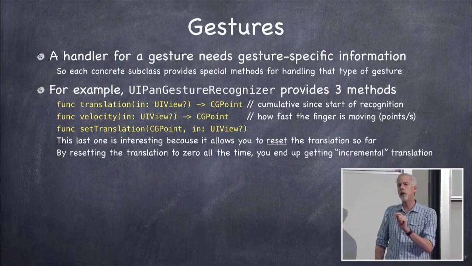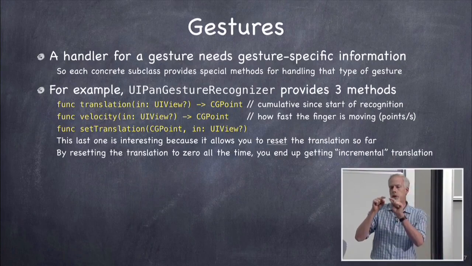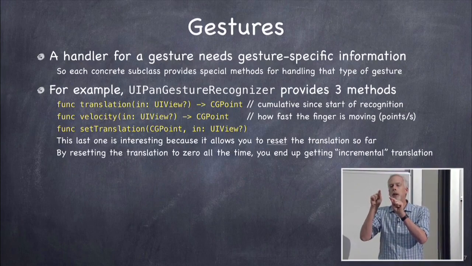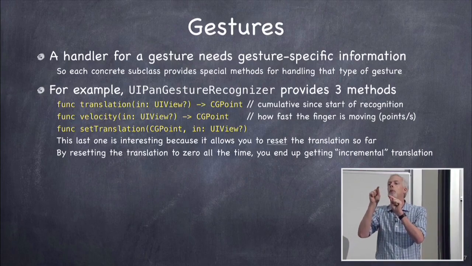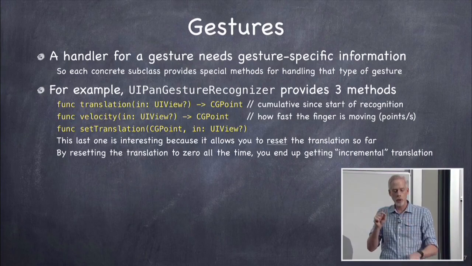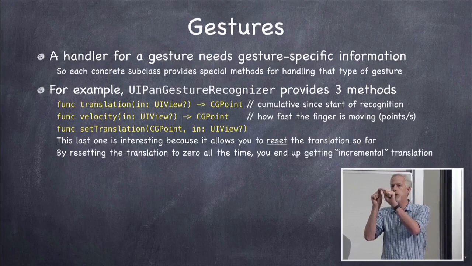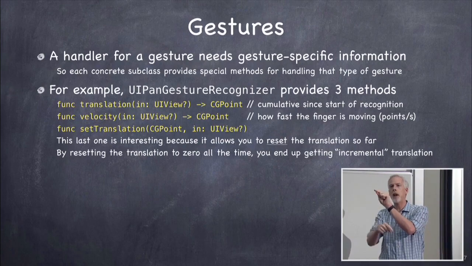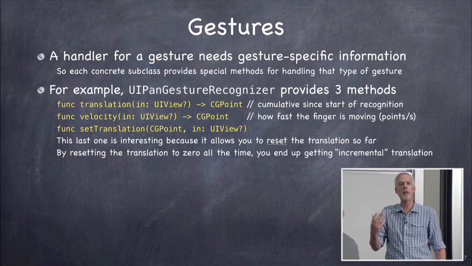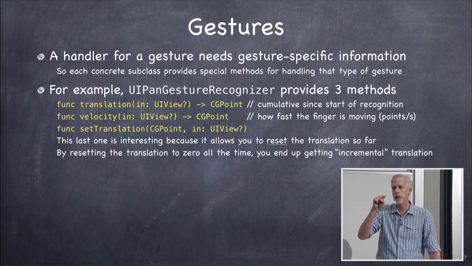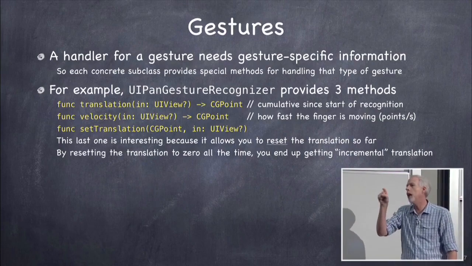Now, this last one is kind of cool because if you just know the start point and where it's moved to, you're not really getting the incremental move with each time you update. So you can actually set that translation to 0, and then instead of getting the distance from the origin, you're getting the distance from the last time this was sent to you. Because this handler is going to be sent to you over and over as the pan moves around repeatedly, okay? Hundreds of times as you move around. So often you'll want to set that translation back to 0. It gives you incremental panning, okay? And you'll see that with some of the other concrete ones as well.